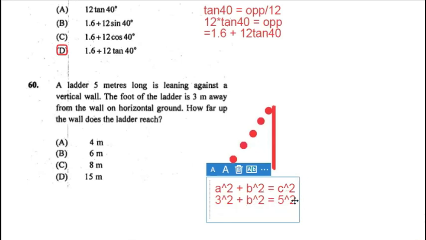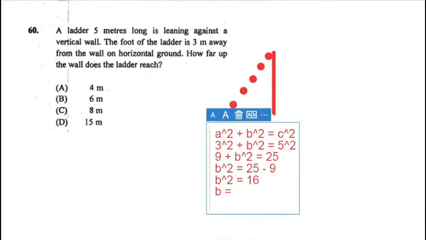Solving for b. So it becomes 3 square is 9 plus b square is equal to 5 square, which is 25. So b square is equal to 25 minus 9. So b square is equal to 16. B is equal to the square root of 16, and that is equal to 4. So b is equal to 4. How far up the wall does the ladder reach?